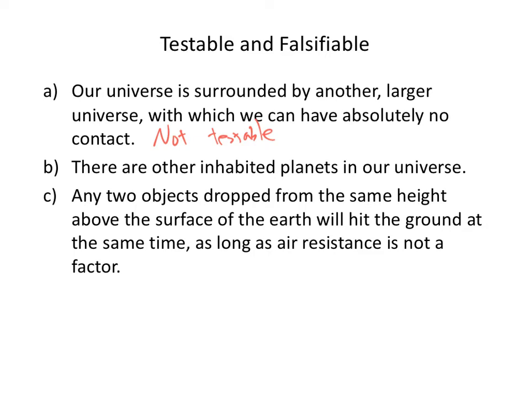If we look at that third example, any two objects dropped from the same height above the surface of the Earth will hit the ground at the same time, as long as air resistance is not a factor. And so that's certainly testable. We can drop lots of different objects and we can see whether they hit the ground at the same time. So it is testable. And it's also falsifiable. In order to falsify that, all I need to do is find two objects that don't fall at the same height. And so that would be an example of a good scientific hypothesis. It is both testable and falsifiable.